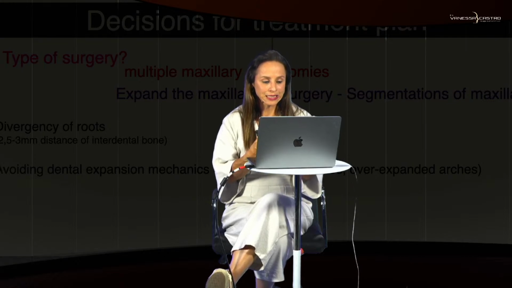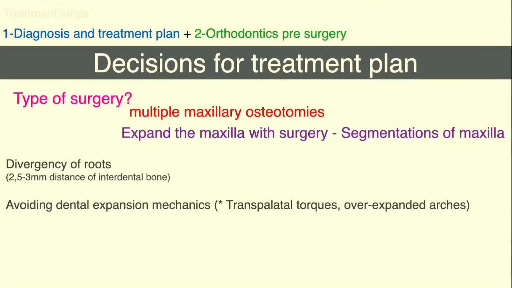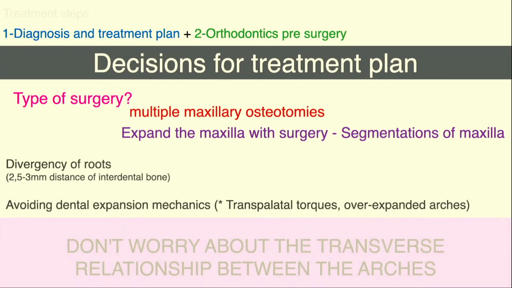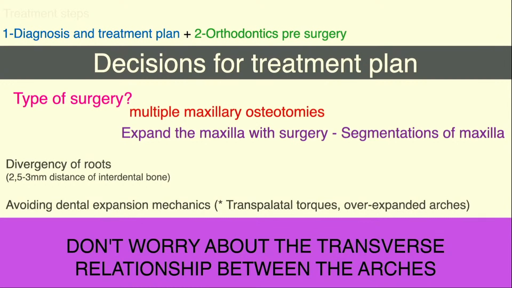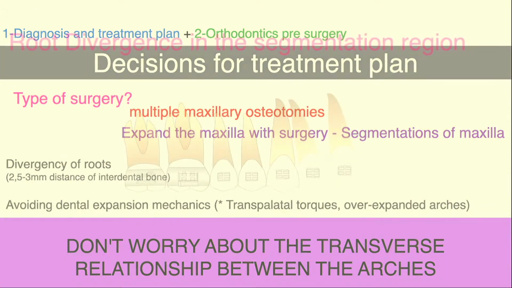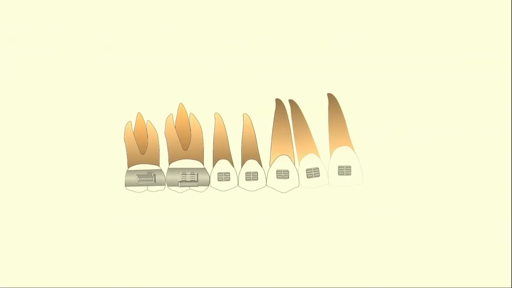What do I need to do this surgery? I need divergence of the roots, like 2.5 or 3 millimeters of interdental bone distance, avoiding dental expansion mechanics, like transpalatal bars, torques, overexpanded arches. I need to avoid this. Don't worry about the transverse relationship between the arches, because we are going to treat everything with surgery.